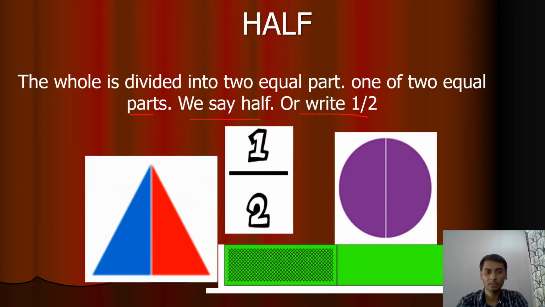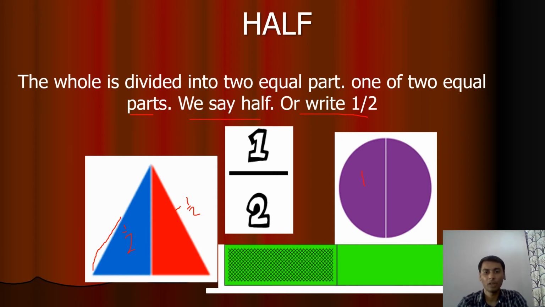Here are some pictures. These pictures are divided into two equal parts. These are the two equal parts of this triangle. Here is the triangle. This is divided into two equal parts. The part number 1 is blue and the part number 2 is red. Each part is half of the whole triangle, or whole shape. And the circle is also here.